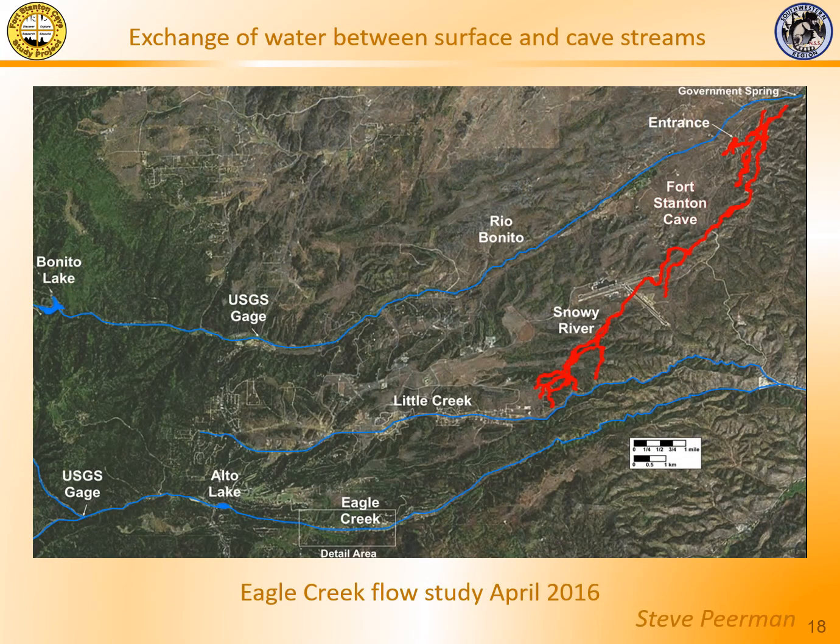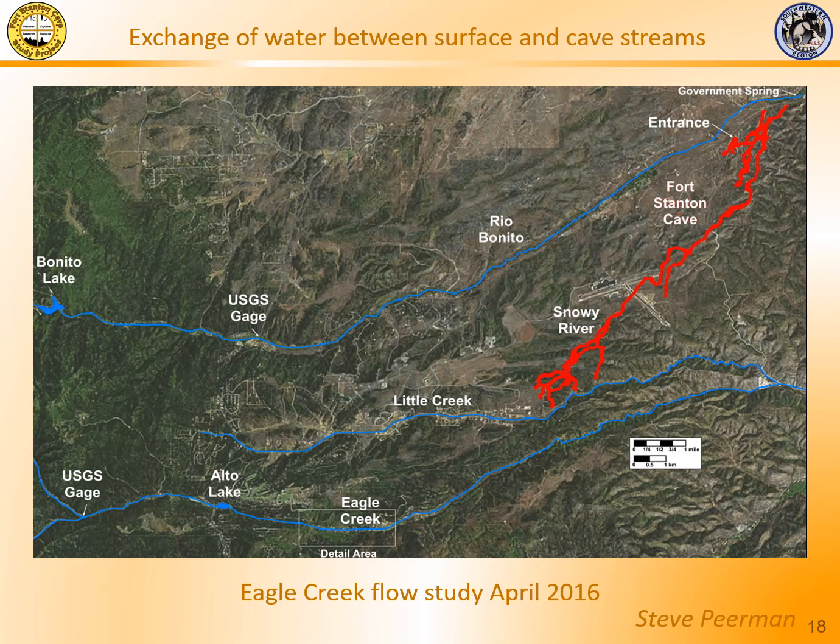Here is a Google Earth view of the area around Fort Stanton Cave. I'm sure most of the people listening are familiar with this general concept. Here's the entrance to Fort Stanton Cave, Government Spring, the Snowy River Passage going off to the southwest, Little Creek, Eagle Creek.